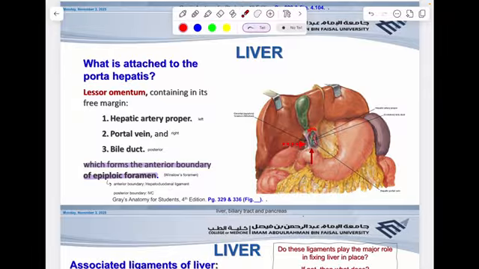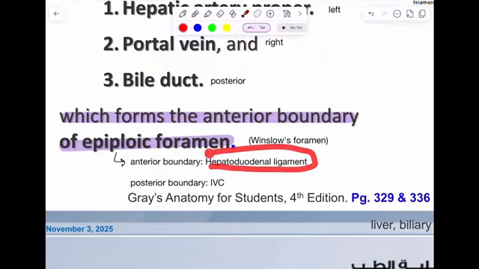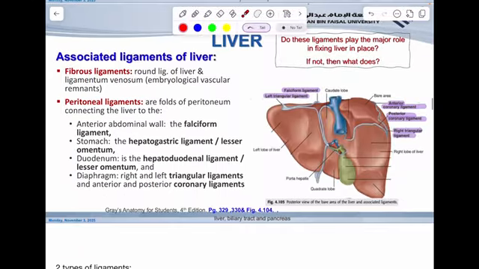This is going to be the lesser omentum, containing in its free margin the hepatic artery proper, the portal vein, and the bile duct. We need to memorize their positionings, which form the anterior boundary of the epiploic foramen, also known as Winslow's foramen. The anterior boundary here is going to be the hepatoduodenal ligament. The posterior boundary is going to be the inferior vena cava, which has a question on it, I think, in the next coming slides.